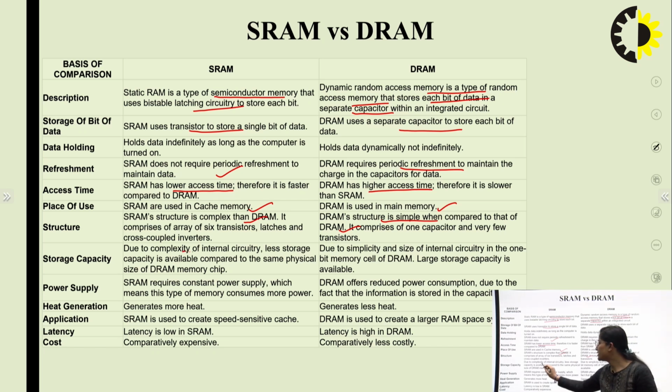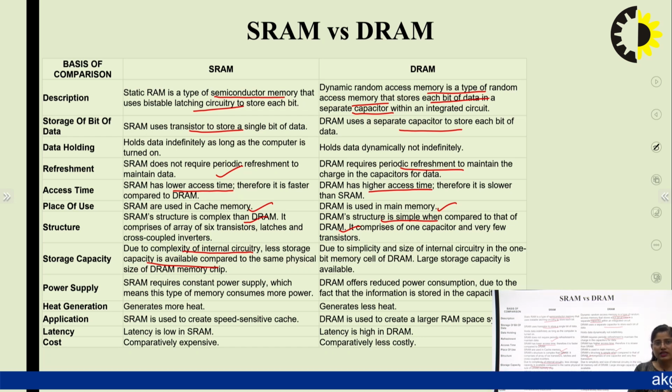Due to the complexity of the internal circuit in SRAM, there is less availability of space, as we discuss the physical space in SRAM, because a number of circuits are on a single chip. So the physical space is less as compared to DRAM. So we get more space in DRAM as compared to SRAM.